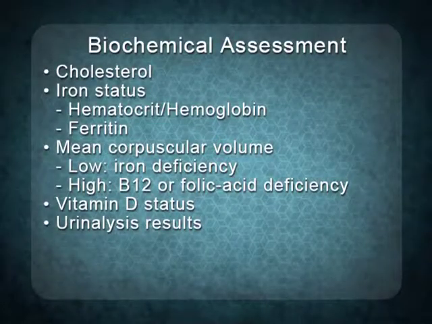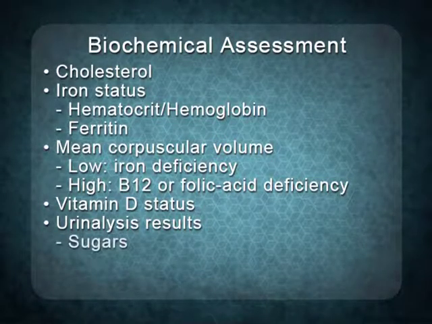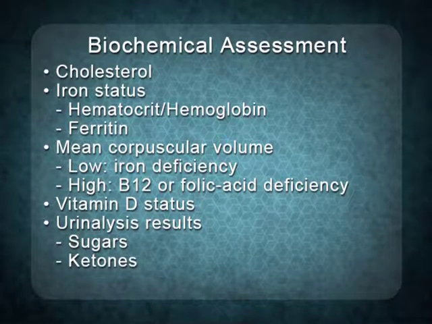Now, other than blood, what else can we look at? Well, your urinalysis results can show, do you have any sugar in your urine? That might be, and I stress the word might be, an indication that diabetes is on your horizon. Does your urine reveal that you have ketones? And ketones are the breakdown metabolites of fat.